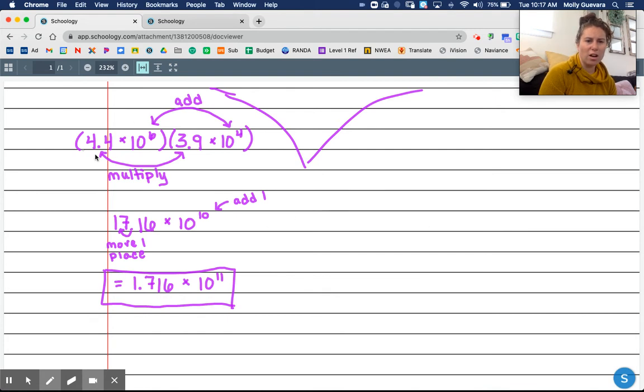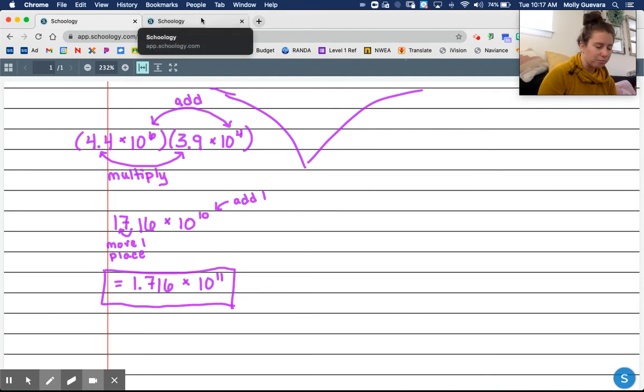Okay, so not too bad. And obviously you can use a calculator here to multiply 4.4 times 3.9. I'm not expecting you to do that in your head, okay? So not too bad. Just multiply the decimals, then add the exponents, and then if you have to move your decimal point either left or right, then you will adjust your exponent accordingly.